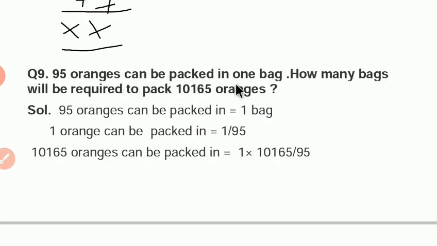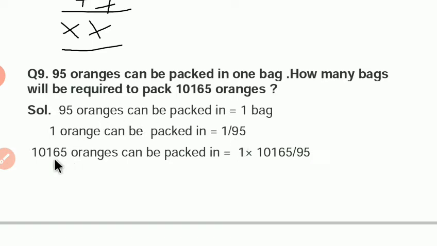95 oranges can be packed in one bag. How many bags will be required to pack 10,165 oranges? Here you can see 95 oranges can be packed in one bag. And we have to find for 10,165 oranges. So first we will see how many bags one orange needs: 1 upon 95. Here from many to 1 we have to find. It means we have to divide. 95 oranges is given and we have to find for only one orange. It means we will divide 1 by 95.